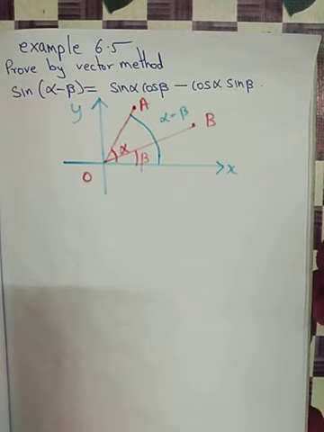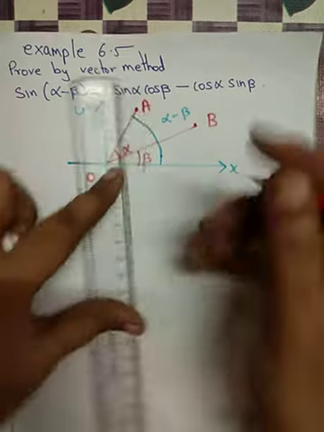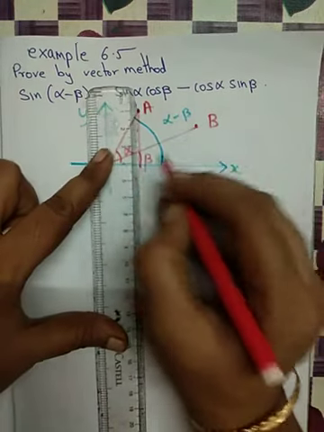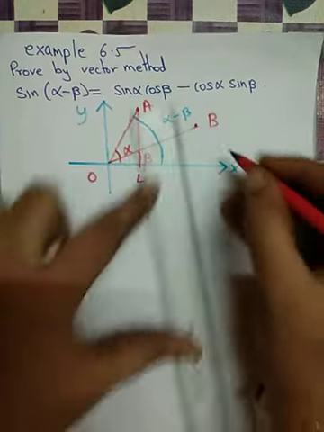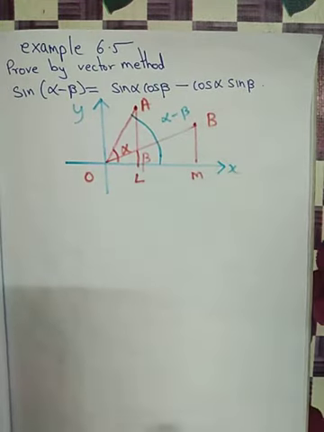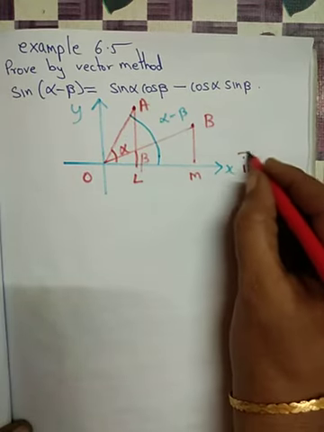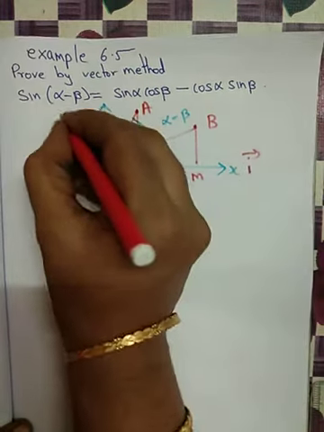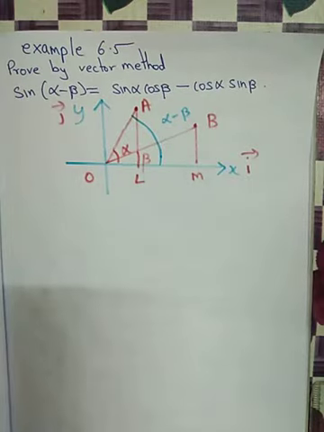Also we have to draw a line perpendicular to x-axis. Let me name it as L. Similarly from B, let me draw a line perpendicular to x-axis. Let me name it as M. We know along x-axis we are having i vector. Along y-axis we are having j vector.